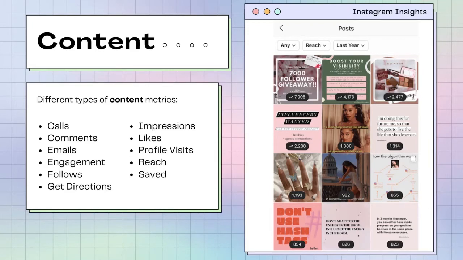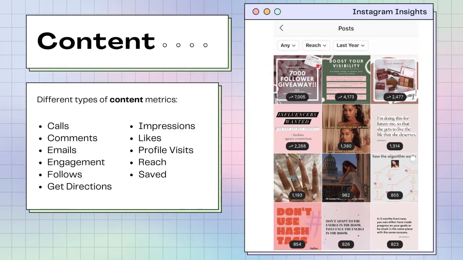This tab allows you to look through your post insights for the last 2 years, and this is toggleable by the last week, month, 3 months, 6 months, year, or 2 years, and allows you to sort out your insights by 12 different metric types, which we're going to go through now, and we're going to go through what they mean as well.